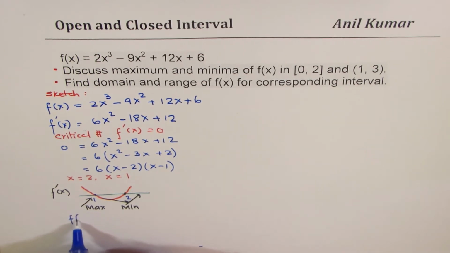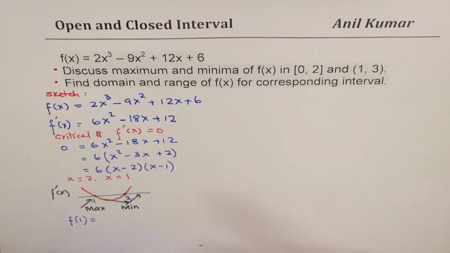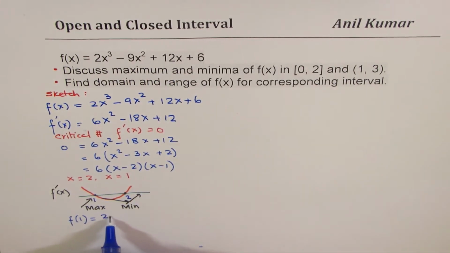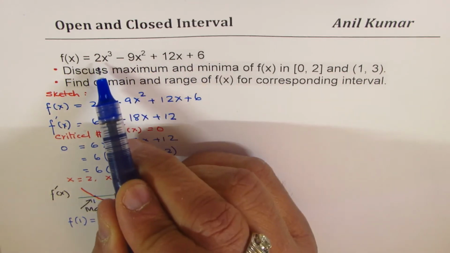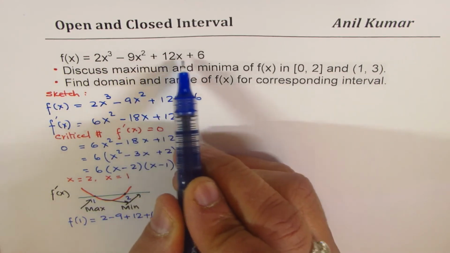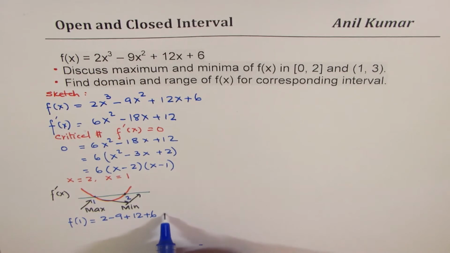So let's find what f of 1 equals. f of 1 means just substitute 1 here. So what we get? We get 2 minus 9 plus 12 plus 6. I'm substituting 1 here. 1 cube is 1, 1 square, all ones, right? So we get 2 minus 9 plus 12 plus 6, which is equal to how much?